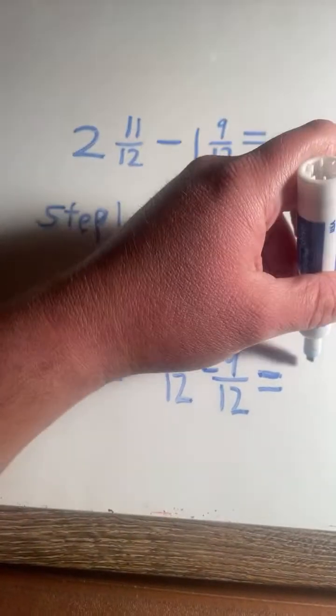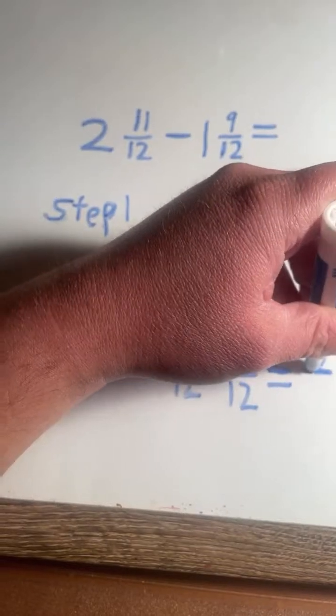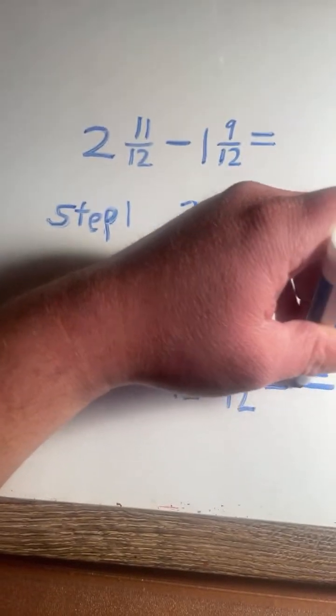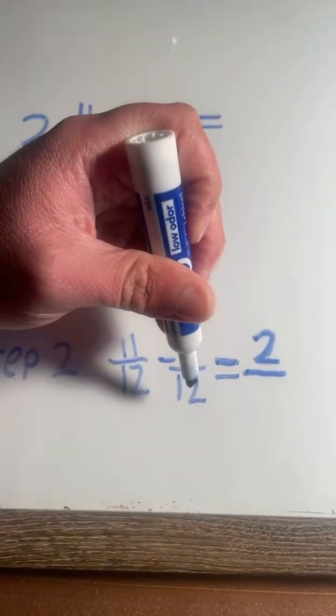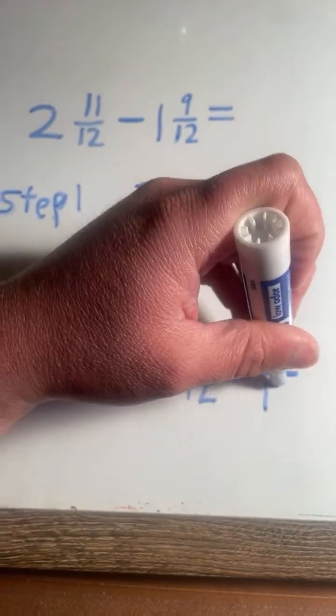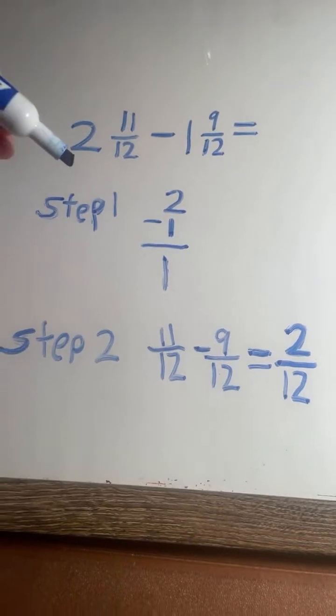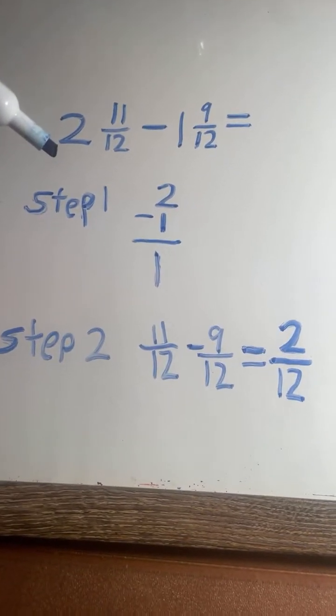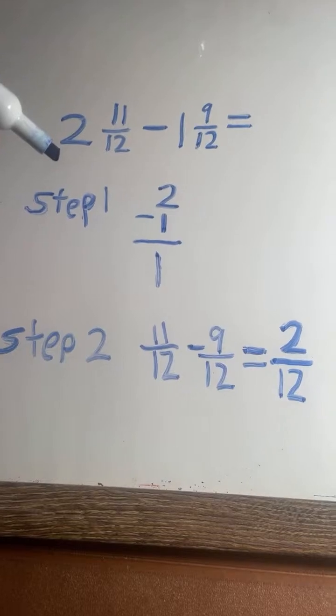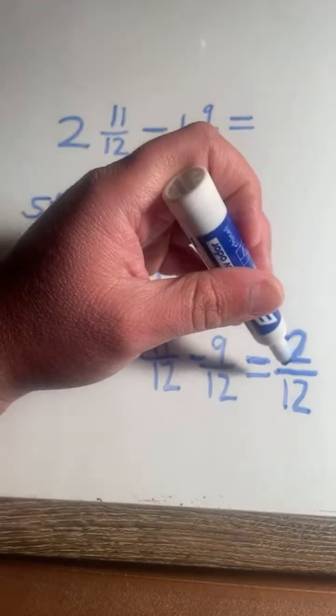So 11 minus 9 equals 2. The denominator is 12 for both of these fractions, so the denominator is going to be 12 in our answer. So then step 3, simply we just put it together. So we have one whole and then we have 2 twelfths.